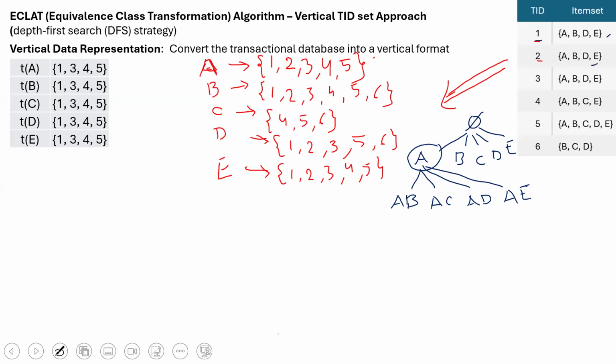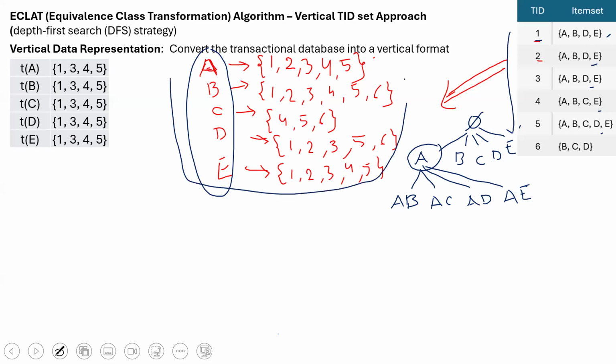Second time, I'll go to the next transaction and update all these records. Third time, I'll go to the third transaction, update everything. Fourth, I'll update everything. Fifth. So I have traversed only once through the entire database and captured all this data. From now onwards, I'll never go to this transactional database again. I'll only use this data set.